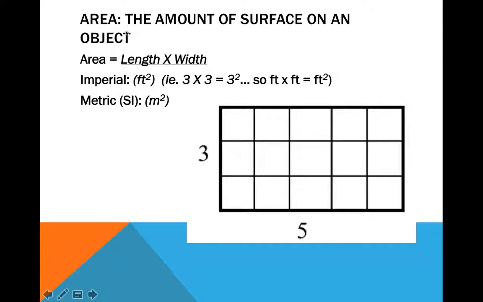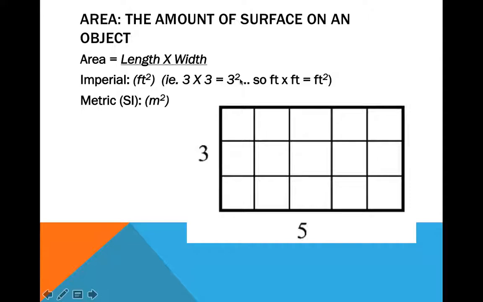But in the imperial system, it's feet squared. And I wrote this into your notes here. A lot of people have a hard time remembering feet squared when we're talking about the area of something. But area is length times width, right? So I put here IE, which means example, 3 times 3. We know the answer is 9. But another way of saying 3 times 3 is 3 squared, right?